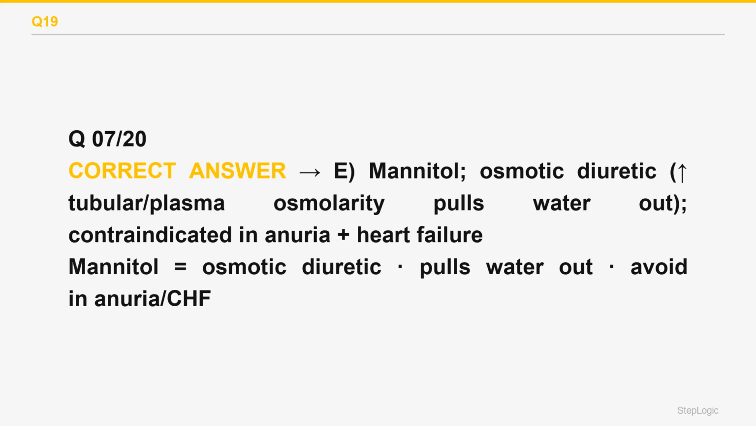The key contraindications follow from its mechanism. In anuria, for example from acute tubular necrosis, mannitol cannot be excreted and accumulates, worsening fluid overload. And in heart failure, the initial expansion of intravascular volume, as mannitol pulls water into the bloodstream before diuresis, can precipitate pulmonary edema. So mannitol is avoided in anuria and in heart failure. The osmotic diuretic that is filtered but not reabsorbed, pulling water out for raised ICP, contraindicated in anuria and heart failure, is mannitol.